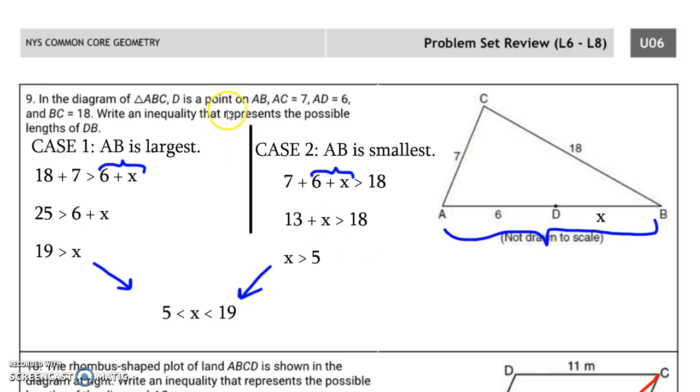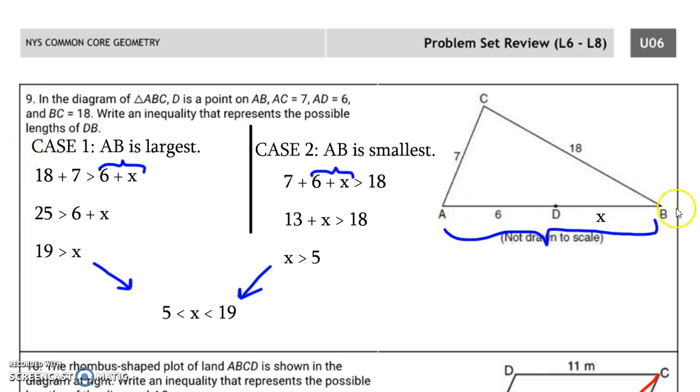All right, let's wrap up this problem set. In the diagram of ABC, it gives us all this information. It tells us part of AB, but it doesn't give us the whole thing. And then it asks for an inequality that represents the possible lengths of DB. Well, we're not sure what this side is because we don't know the whole thing, but we can make two different cases. And this is the same that we did in class.